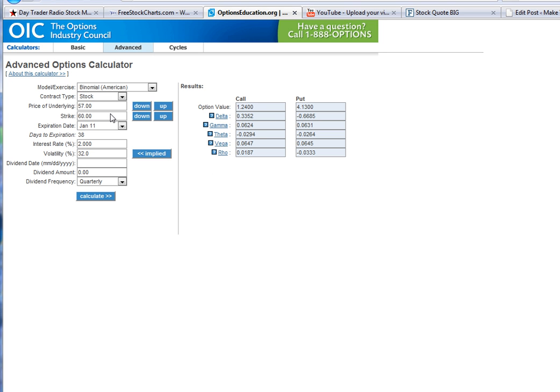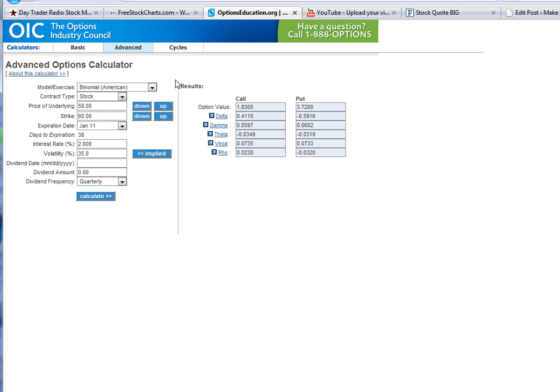Now, if the price tomorrow moves up to 58, notice the delta starts to increase. Alright, volatility starts to move up, and you can start to see what happens with delta. Okay, so that's the thing I wanted to point out.